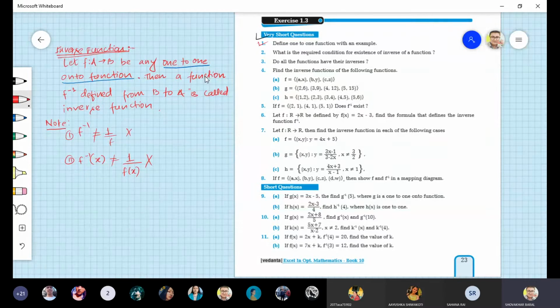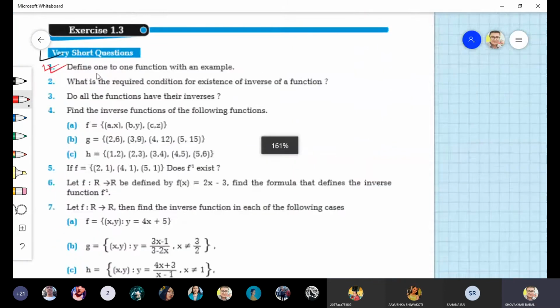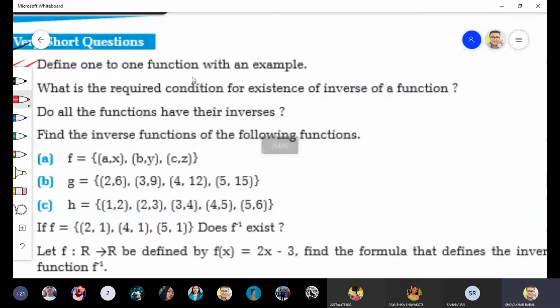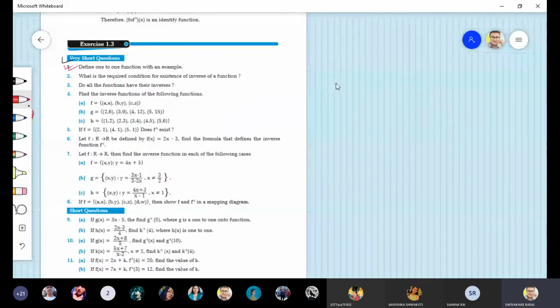So let me discuss what you mean by one-to-one function, and it asks you to give an example also. Define one-to-one function with an example. A function is said to be one-to-one if every element in the domain is mapped with only one element in the range. That's a very straightforward answer. Let me write the solution here for you.